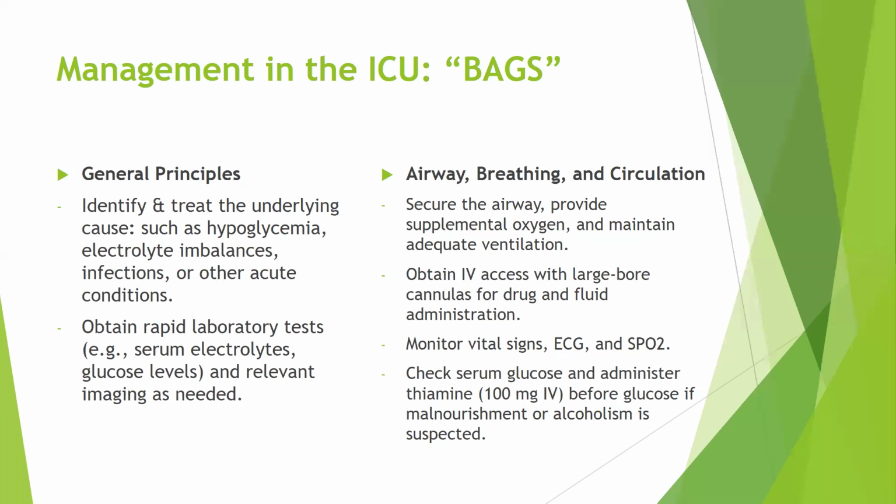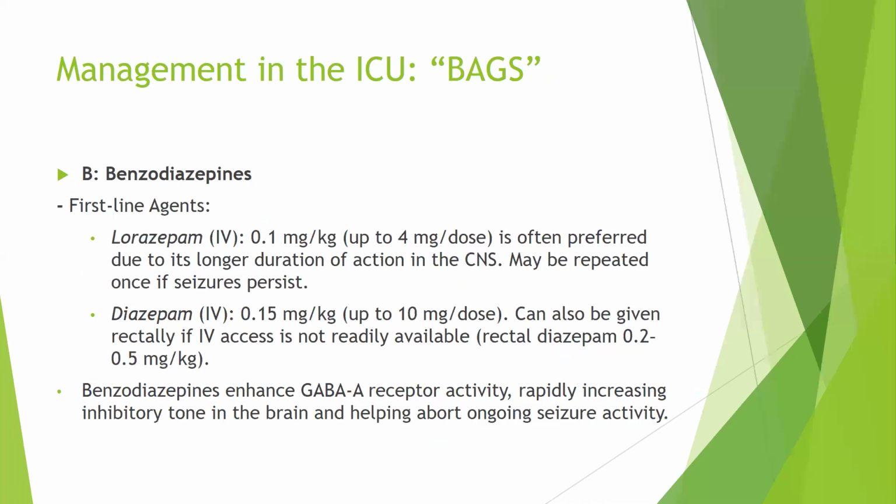Any electrolyte imbalances that we want to correct. I told you about the patient who has seizures due to severe hyponatremia. Then breathing, you want to ensure that your ABC is in place. Then the first one, the B there, is benzodiazepine. The first line agent is benzodiazepine. You want to break the seizure as soon as possible.